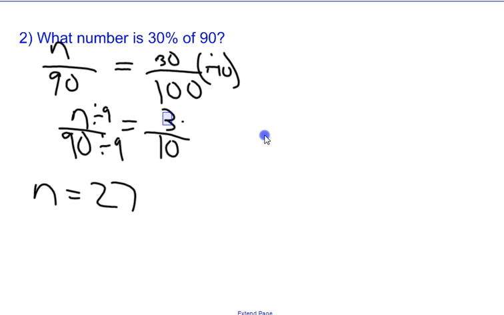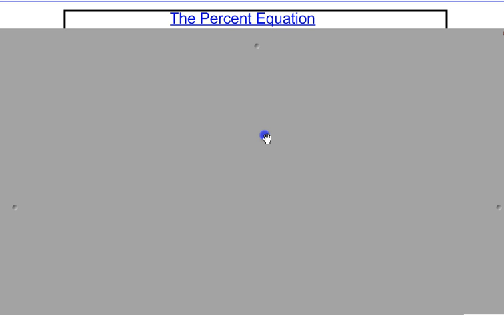Very good. Okay, did anybody look at this differently? Who here looked at this as 10 times 9 equals 90? So 3 times 9 equals 27. That works too. It might be an easier way to look at it.